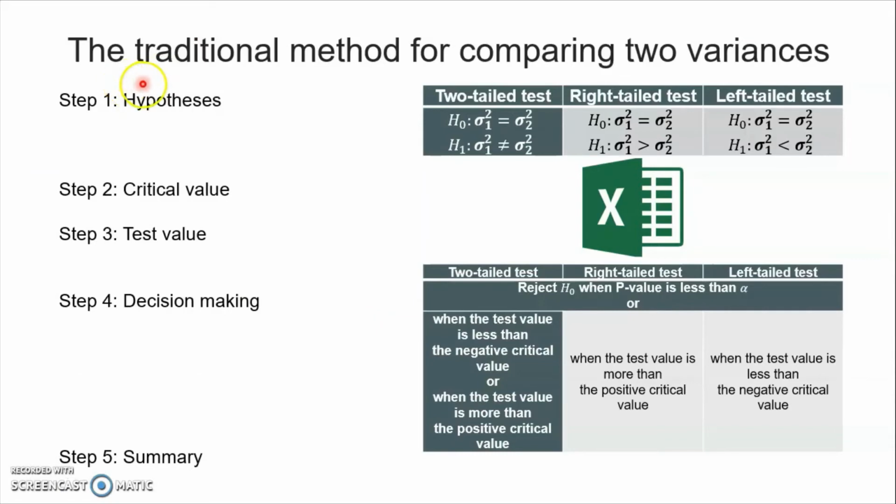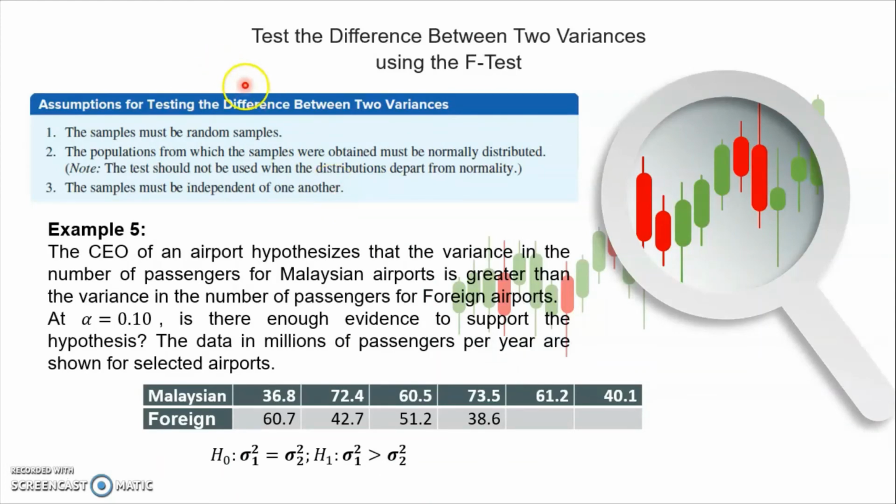In this section, I'm going to explain the traditional method for comparing two variances. These are the 5 important steps for comparing two variances, and then make sure you follow this notation for the hypothesis. Objective number 5. Test the difference between two variances using the F-test. These are the assumptions for testing the difference between two variances.